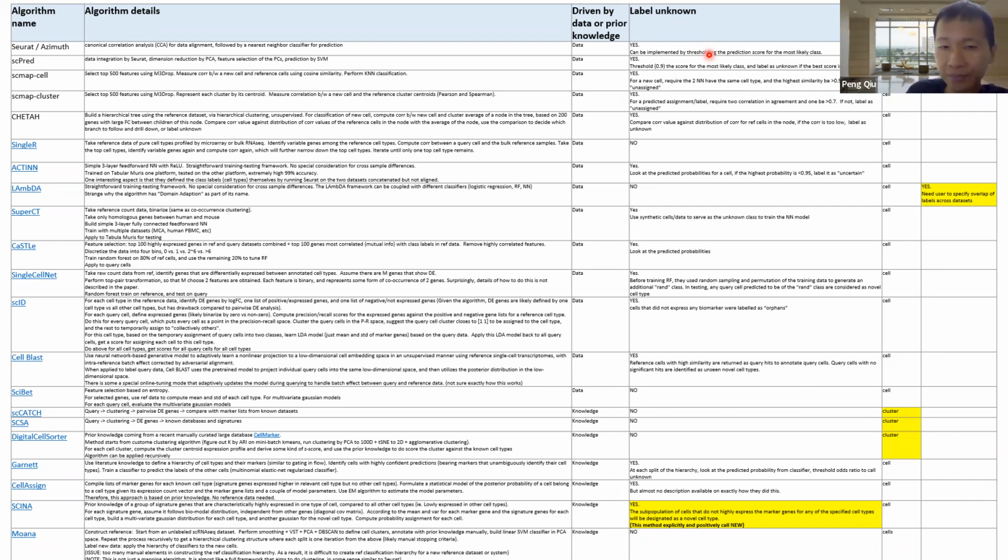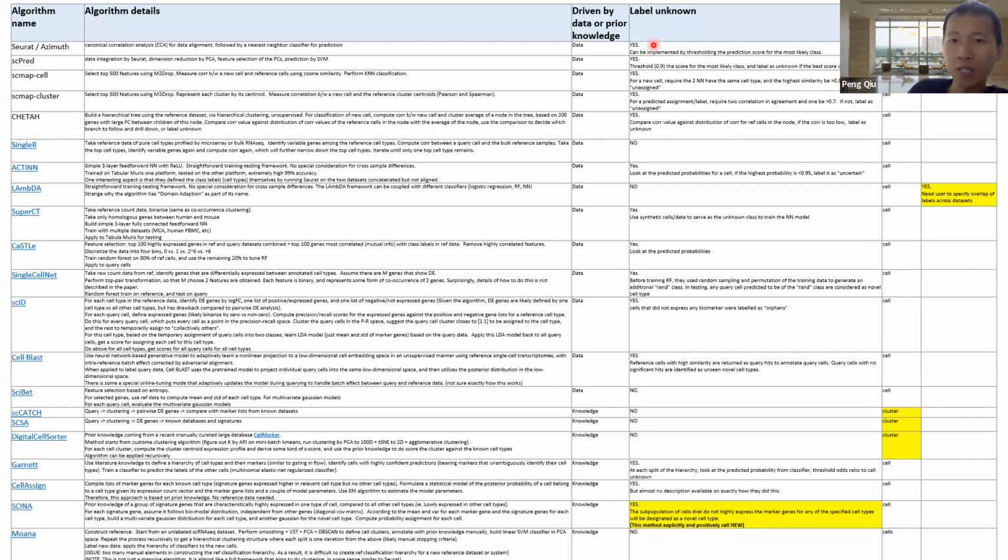So then it actually would be an important feature for any cell type annotation algorithm to be able to label cells as unknown, okay? And so you see many yeses here and also many no's, but there only is one algorithm that I really highlighted that I felt is special. That's because, for example, for the Seurat and Azimuth algorithm, it is able to label cells as unknown, but it's doing that in a sort of a passive and indirect way.